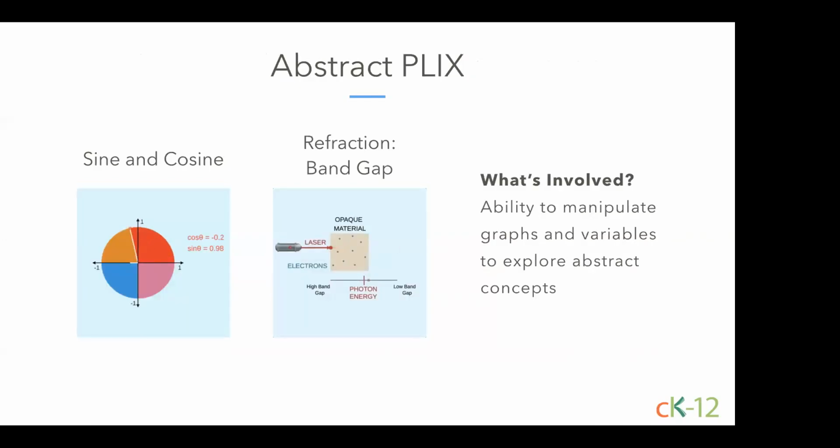In many PLIX, students can manipulate graphs, diagrams, or variables. In this sine and cosine PLIX, students can explore how the values of trig functions relate to a given angle. In the refraction band gap PLIX, users change the band gap of a substance to see if a photon can fit through it. As a lesson, you could have students screenshot a few different states for a graph or a set of variables and explain what changed and how the change affected the graph or situation.